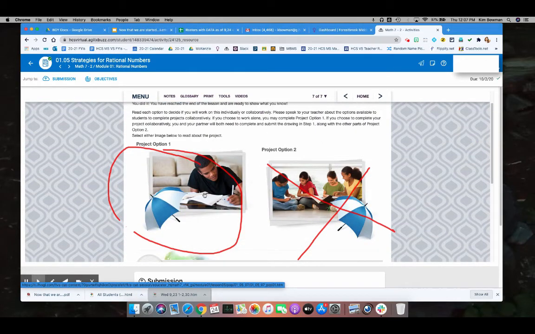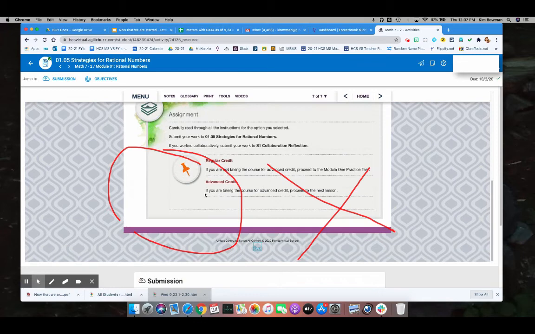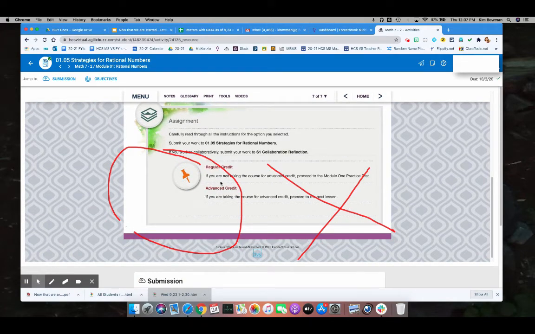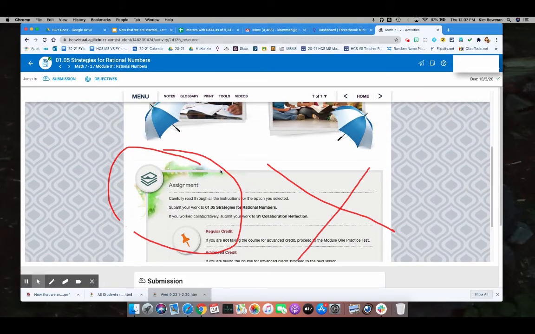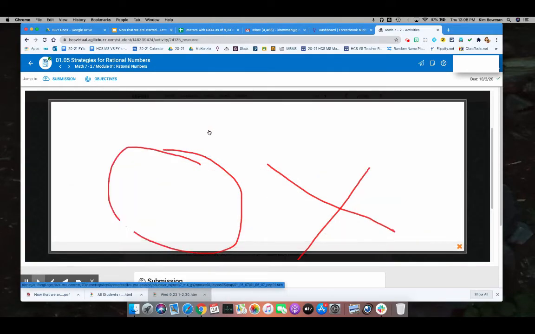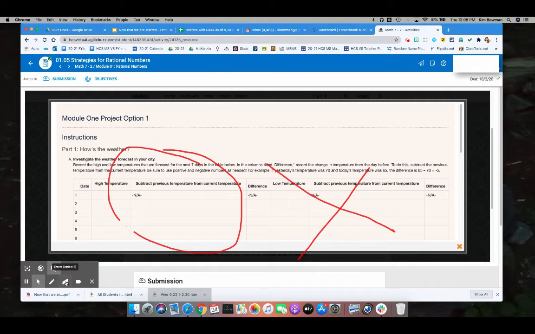Oh, I can click it. You might want to go ahead and read down here before you move on. It says, carefully read through all the instructions for the option you selected. Submit your work to 1-5 Strategies for Real Numbers. If you work collaboratively, never mind on that. If you're not taking it for advanced credit, proceed to Module 1 practice test. So that's for afterwards. So going back here, we're going to click this, and I guess I need to erase this.